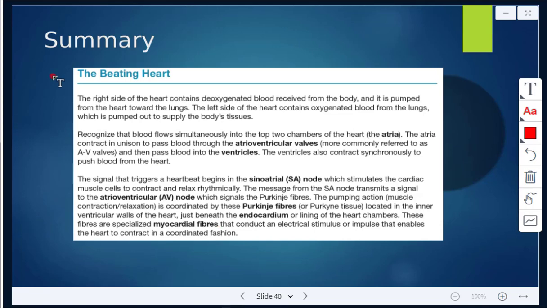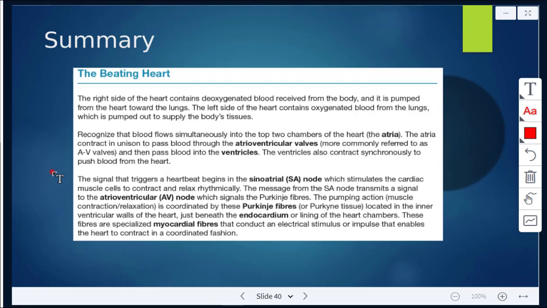All right, so quick summary here for the beating heart. The right side of the heart contains deoxygenated blood received from the body. It gets pumped from the heart to the lungs. The left side of the heart will now contain oxygenated blood from the lungs, and it will get pumped out to supply the body's tissues. Blood flows simultaneously into the top 2 chambers of the heart, which are the atria. The atria contract together to pass blood through the atrioventricular valves and then into the ventricles. The ventricles will also contract synchronously to push blood from the heart.